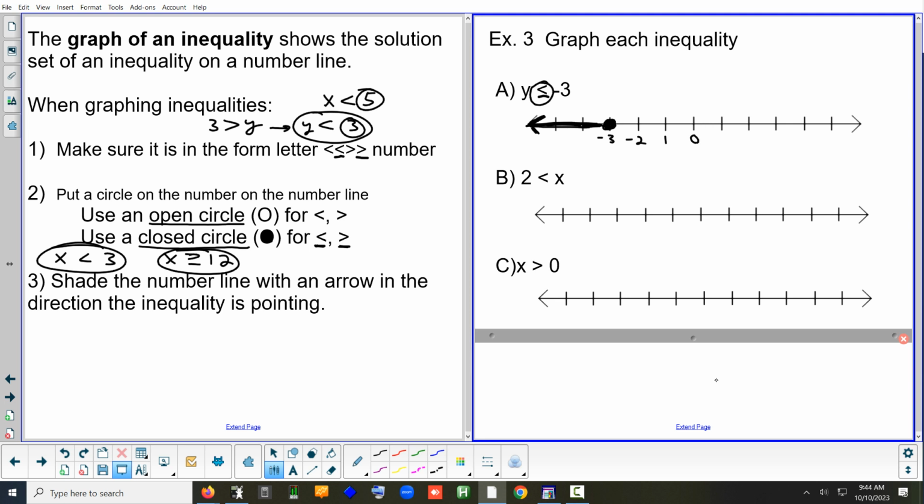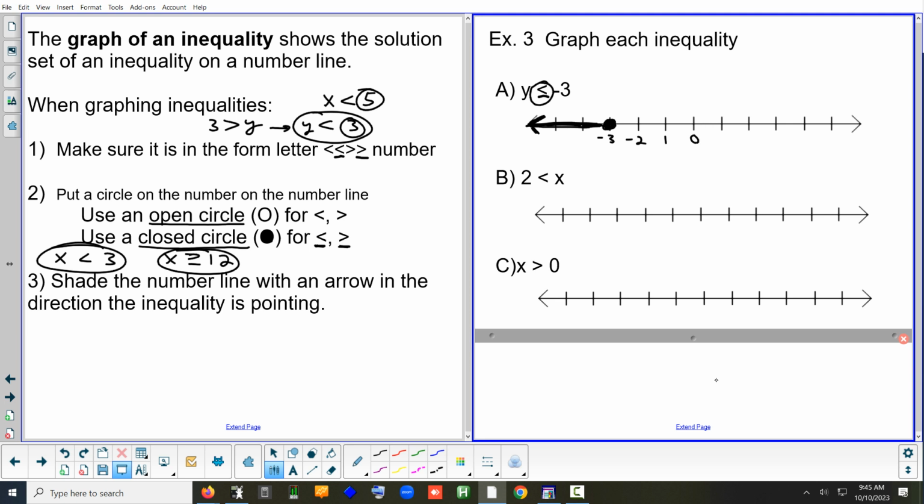All right, let's take a look at B. So B says 2 is less than x. So first step, make sure it is in the form letter, symbol, number. Is B set up that way? No. So it's not set up the way we want it. What do we want on the left? We don't want the 2 there.